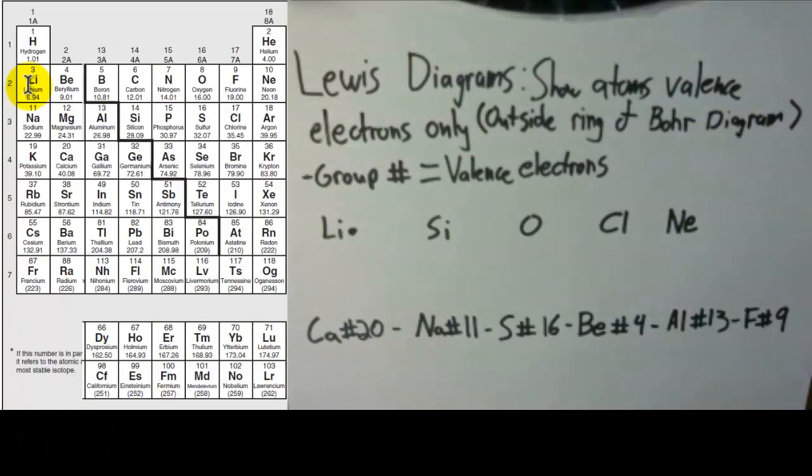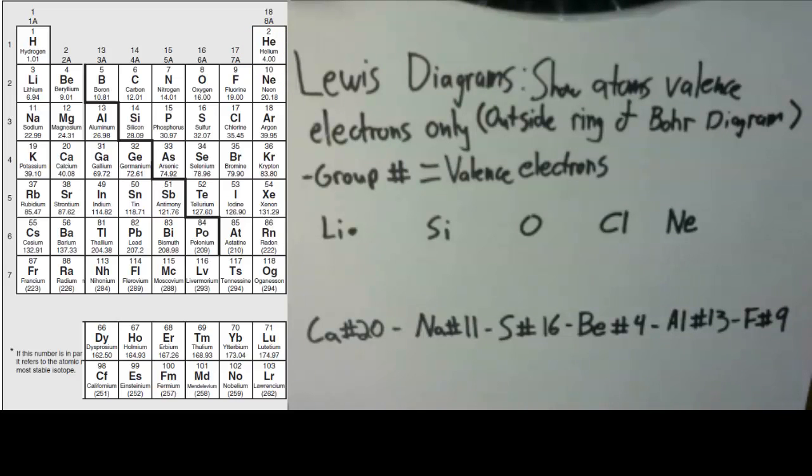The number of dots that you have in the picture should equal the group number. So everything in group 1A should have 1 dot. Everything in group 2A should have 2 dots. Then we skip all of the transition metals. You go to 3A, which is 13. All of these should have 3. 14, 4A should have 4. 15, 5A should have 5. 16 and 6A should have 6. 17, 7A should have 7. And 8A should have 8. Except for helium, because helium is the weird one and it only has 2.